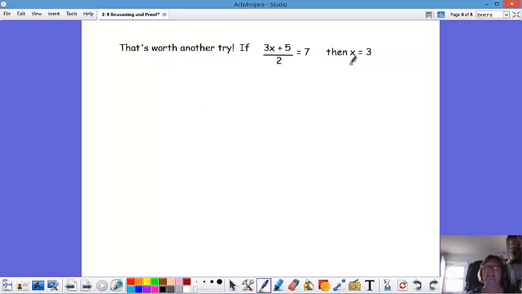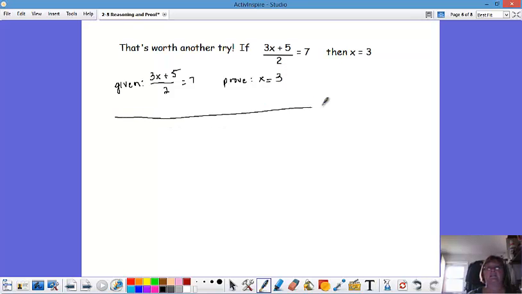All right. We have it in conditional form. We are supposed to write out the given information. And the given information is a restatement of the equation, 3x plus 5 all over 2 equals 7. What we have to prove, or what we should get to at the end, is that that only is true if x is 3. We're going to set up a t-chart. There is no picture for this, so we can't really write a diagram for this. Statements are going to go on the left side, reasons on the right.